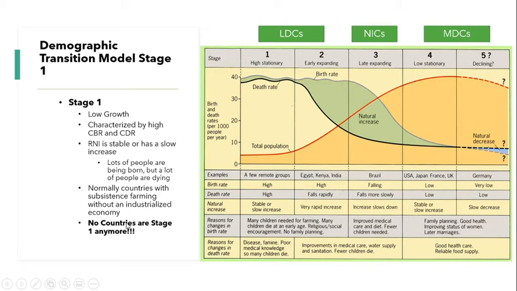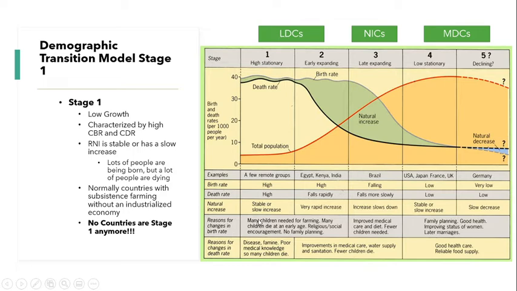Again, there are no whole countries that are in stage 1. So again, we'll look at it right here. High death rate, very high birth rate, but they're almost even. That's why we see little to no increase there in their rate of natural increase. Their total population, you start to see a slight increase. A few remote groups would be examples. They're characterized by high birth rate, they're characterized by high death rate. Rate of natural increase is stable or slow.